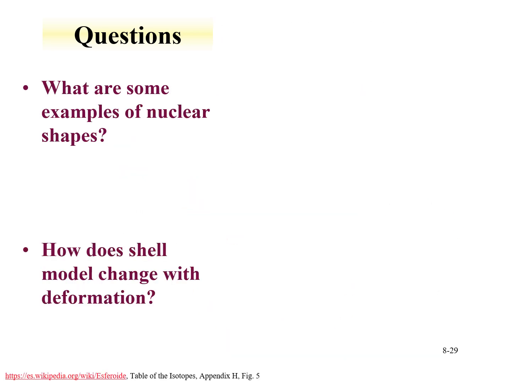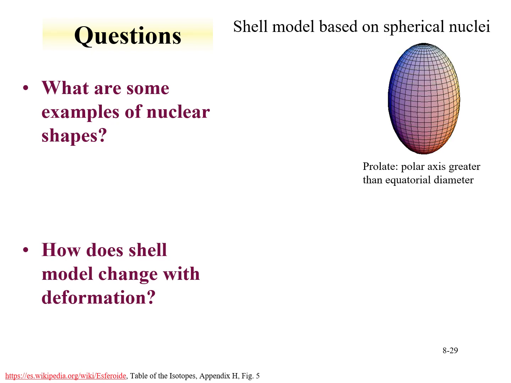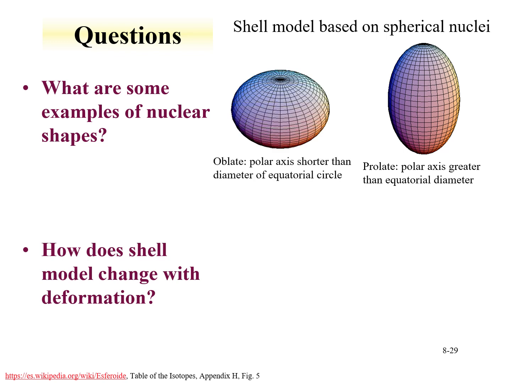Another important concept that was discussed in this lecture is nuclear shapes. So what are some examples of nuclear shapes? Well, as we described in the shell model, there are spherical nuclei, but there are also nuclei that deviate from being spheres. One example is a prolate nucleus, in which the polar axis is greater than the equatorial axis. The other nuclear shape is an oblate nucleus, in which the polar axis is shorter than the diameter of the equatorial circle.